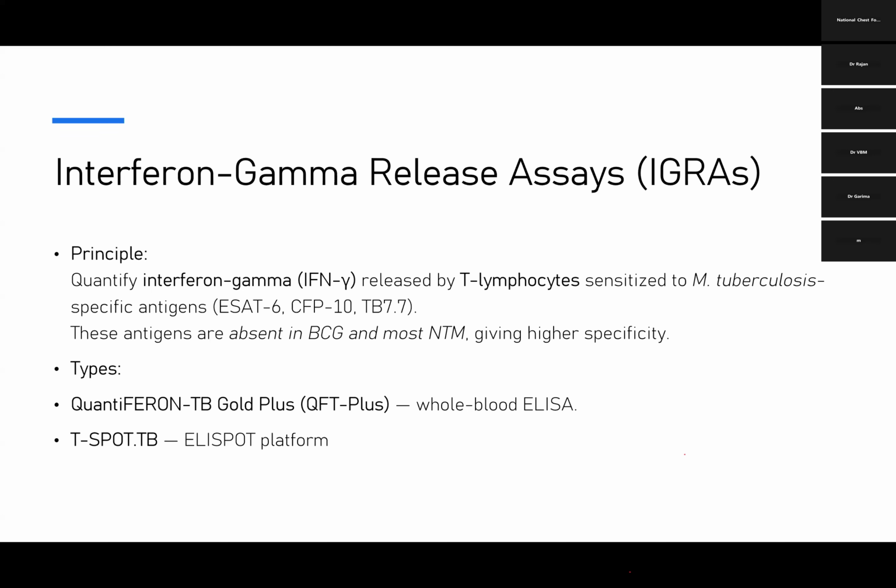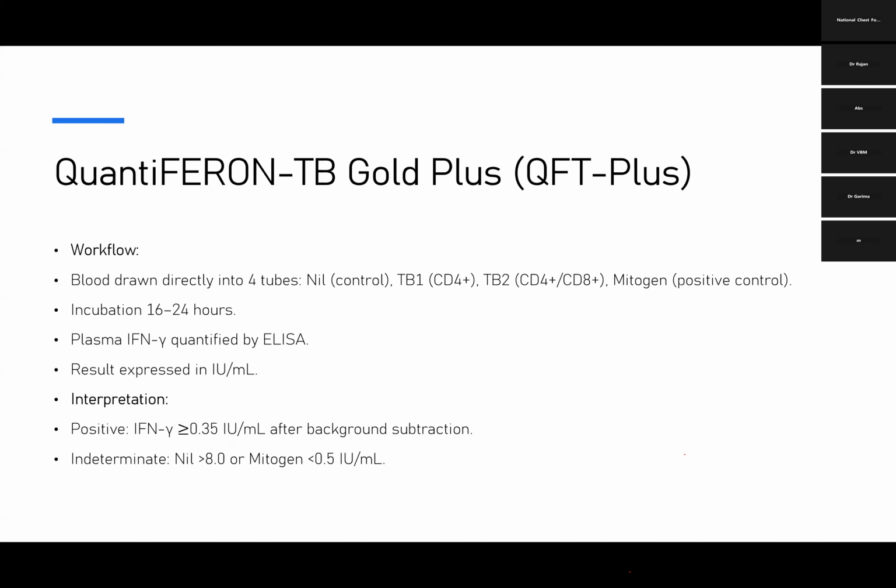Now, something called the interferon gamma release assay, IGRA. Its principle is to quantify the interferon gamma released by T lymphocytes sensitized to MTB antigens. Specific antigens are ESAT6, CFP10, and TB7.7. These antigens are absent in BCG and most NTM, thus they have a higher specificity. So you have QuantiFERON TB Gold Plus, which uses the whole blood ELISA, and T-SPOT.TB, which is the ELISpot platform.